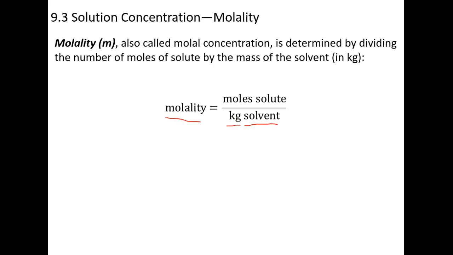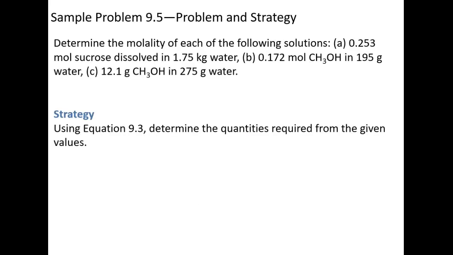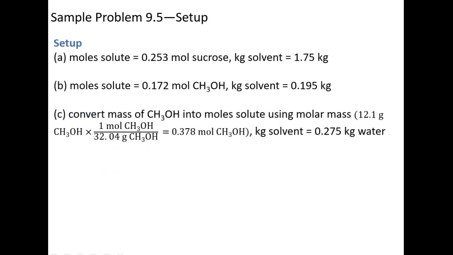So in this case, you have moles of solute divided by kilograms of solvent. This isn't that common, but this is also a possibility. It's again straightforward. Here's your moles, 0.253, and you dissolved it in 1.75 kilograms of water. That's basically it. Here you have moles. Here, notice your grams, so you have to convert to kilograms. Here are your grams, so you have to convert to moles. It's all the same thing. Again, nothing too challenging.